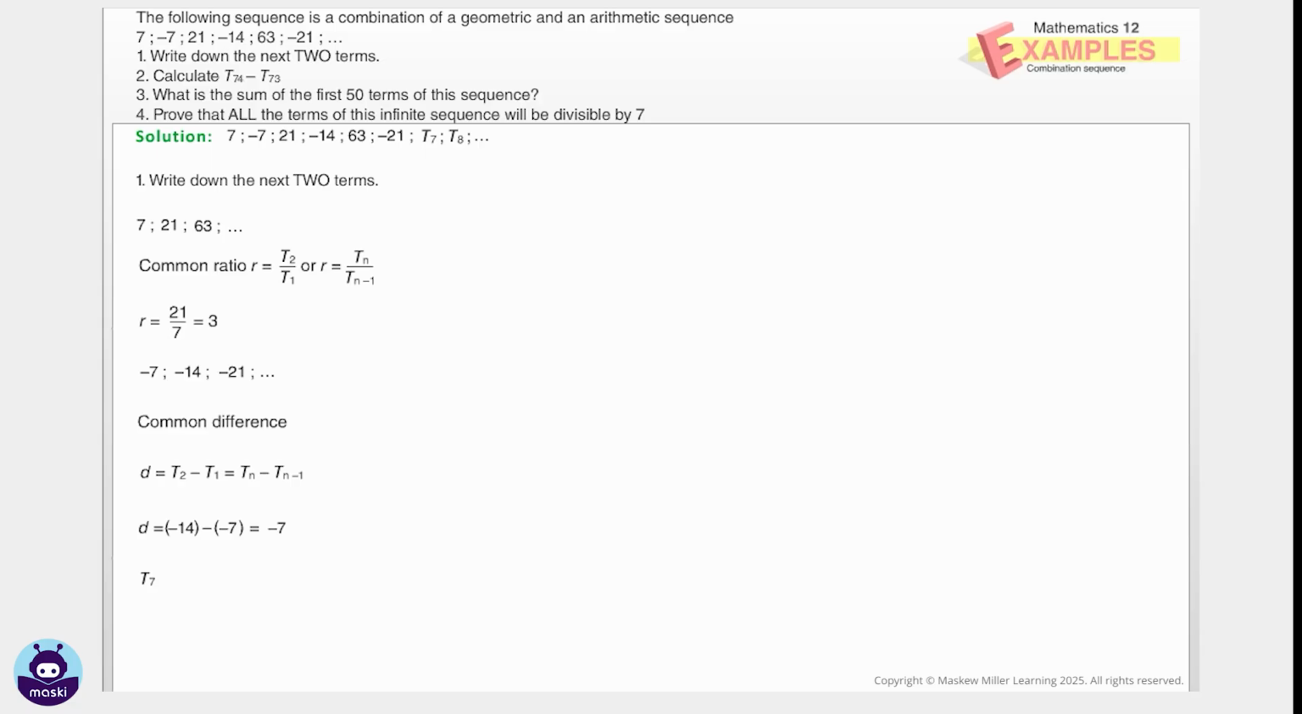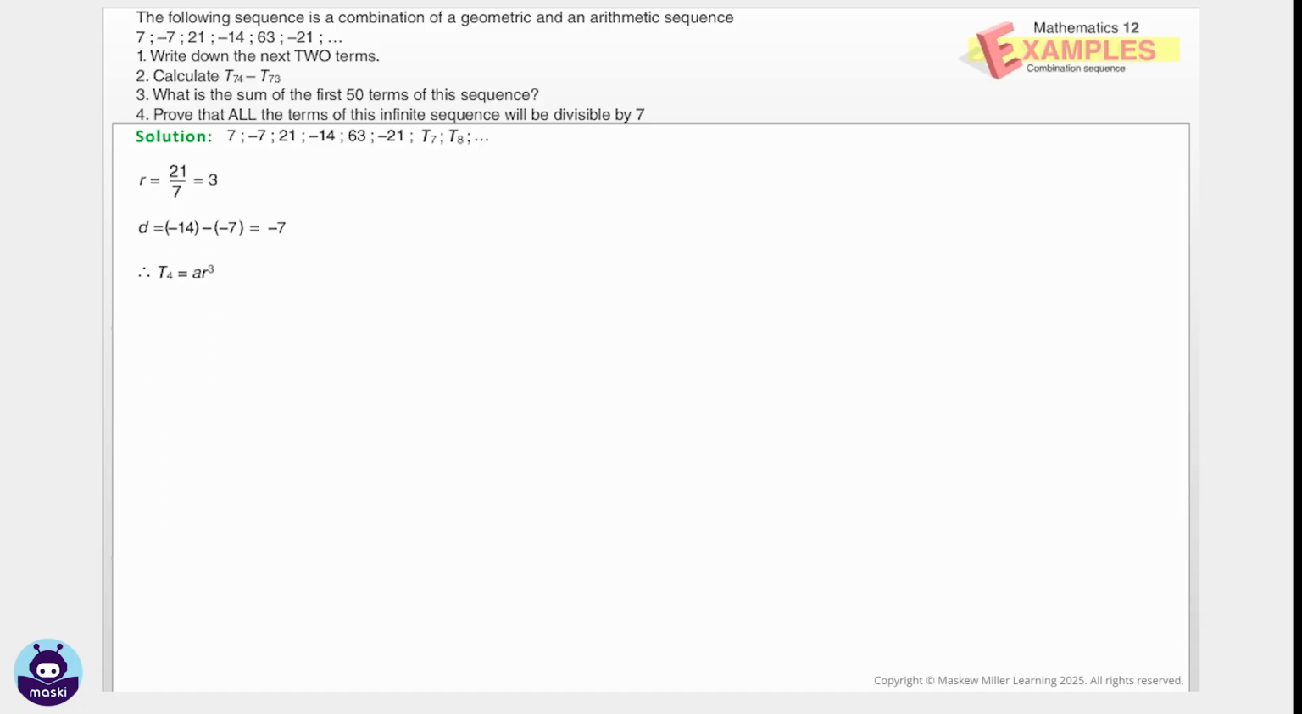The seventh term is the fourth term of the geometric sequence. It can be found using the formula for the nth term of a geometric sequence, Tn equals a times r to the power n minus 1. T4 equals 7 times 3 to the power 3 equals 189.